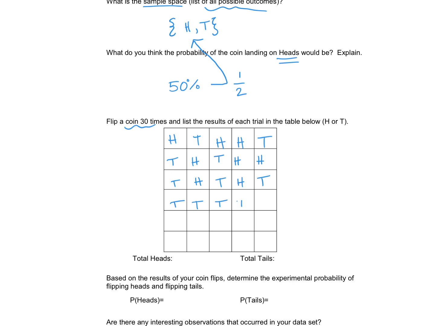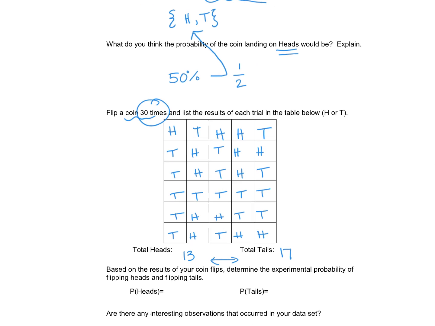All right, so these are the results that I have. Again, you need to be calculating this for whatever your flips are. And so again, doing it 30 times. If I add up all of my heads that I have here, it actually is a total of 13, and my total tails is 17. Remember, these two numbers together should add to our total number of times, which is 30.